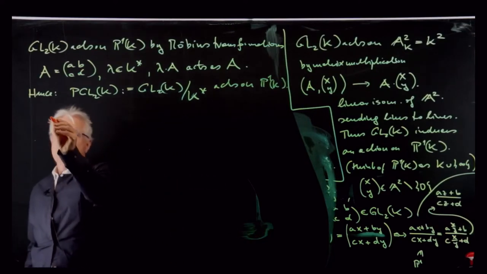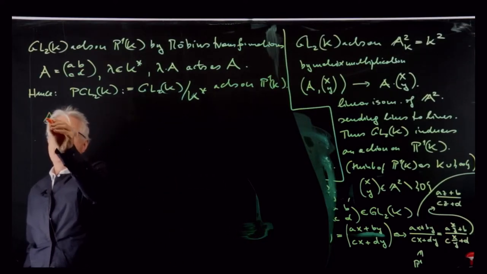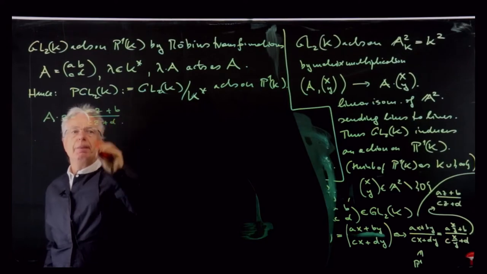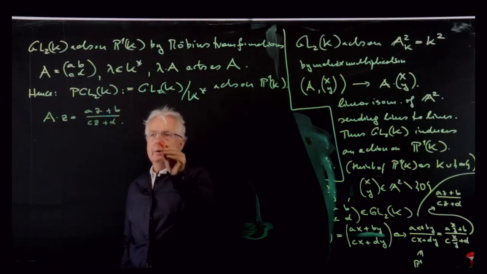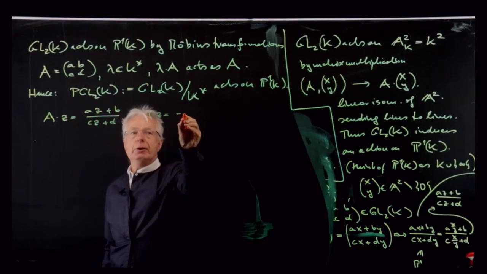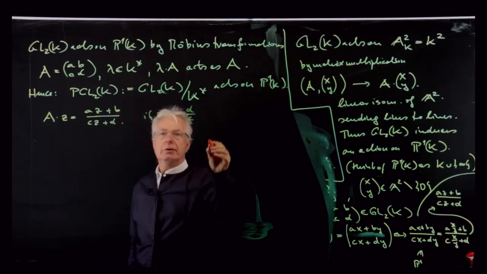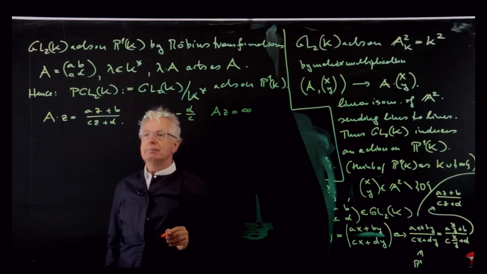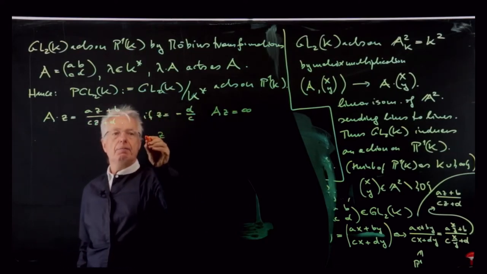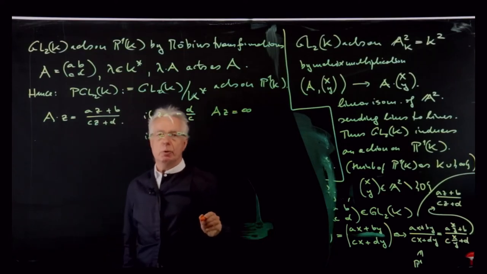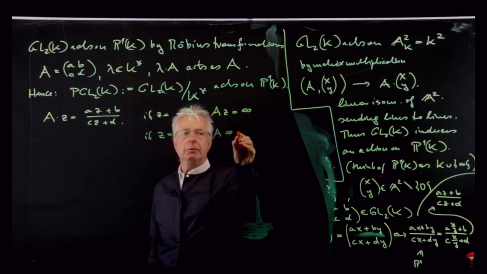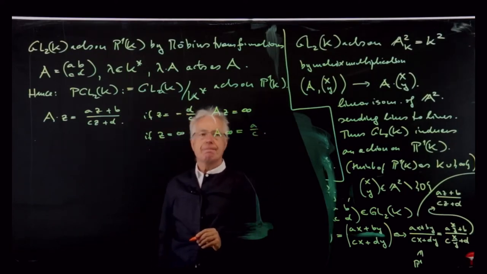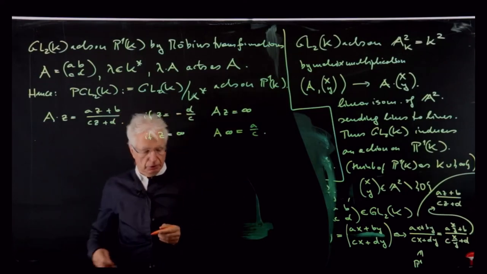So it is again, I'll just write A now, but A times Z, is az plus b over cz plus d. And this works also when z, so if z is minus d over c, then A of z is infinity. And if z is infinity, we also have to declare what this is, then A times infinity is just a divided by c, because you can cancel. By definition or by continuity.